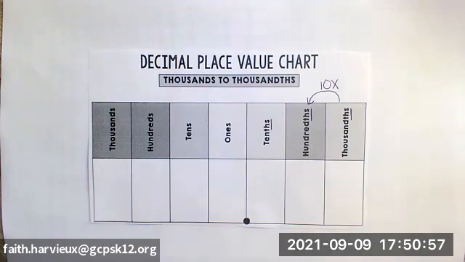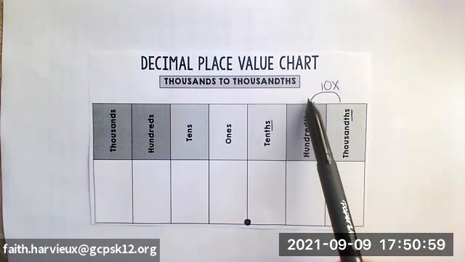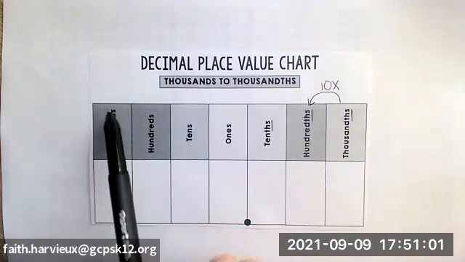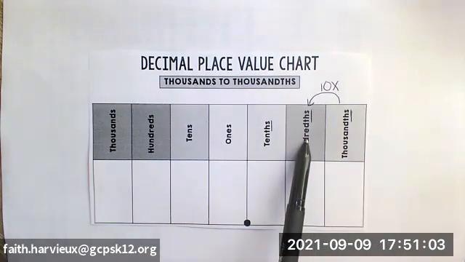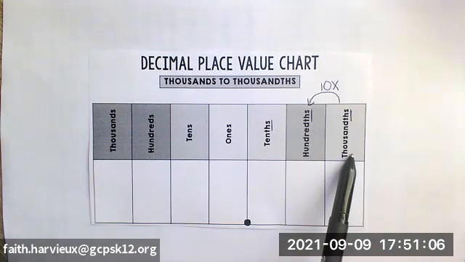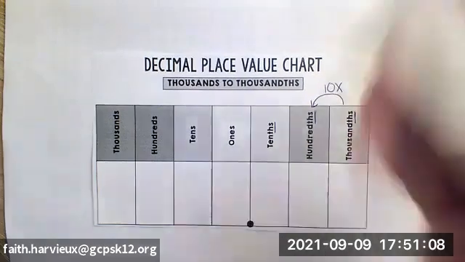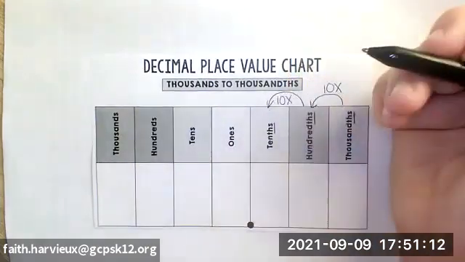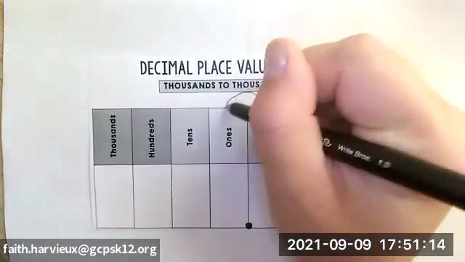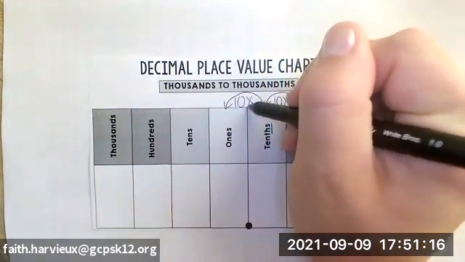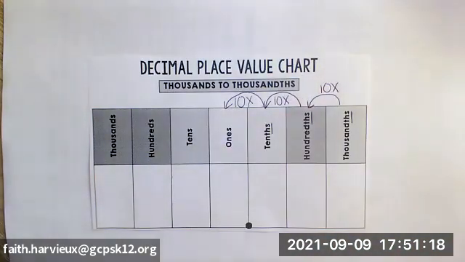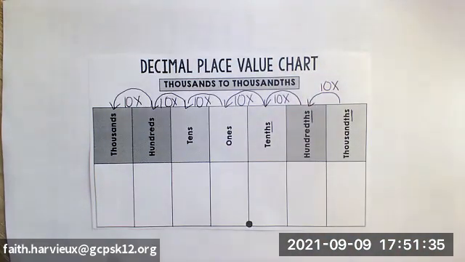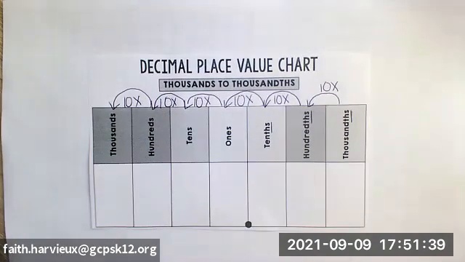Another important thing to remember is that as we move left on this line, we know that the hundredths is 10 times more than the thousandths. The tenths is 10 times more than the hundredths. The ones are 10 times more than the tenths, and so on. This is going to be important to remember as we look through this first question.